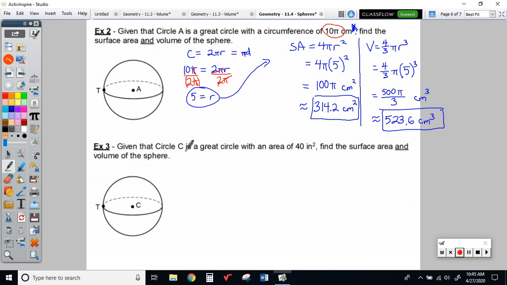For example 3, given that circle C is a great circle, so it's containing a diameter, and half of that would be the radius. The area here is 40 inches squared. Find the surface area and volume of the sphere.